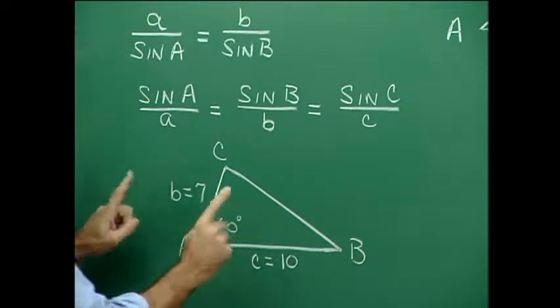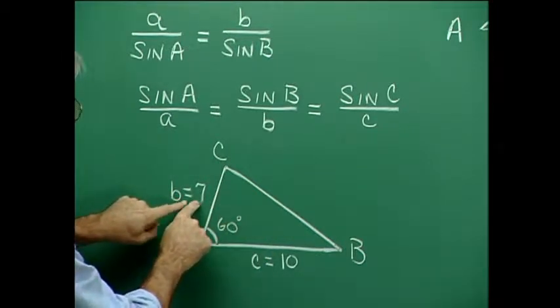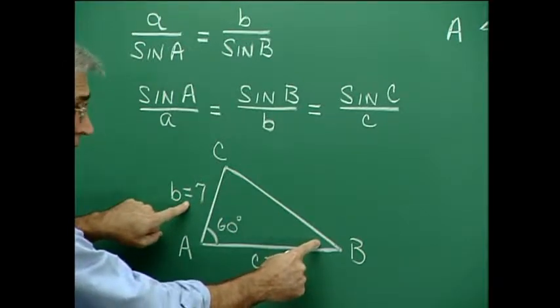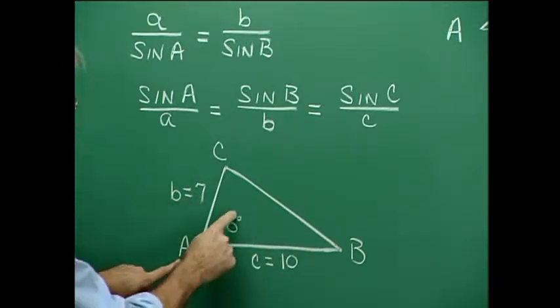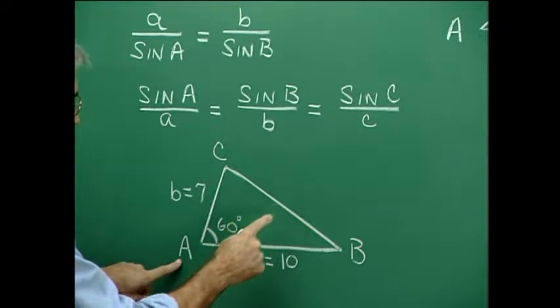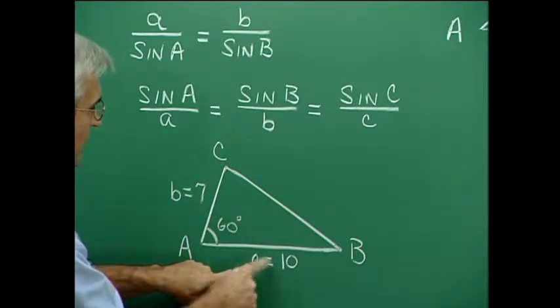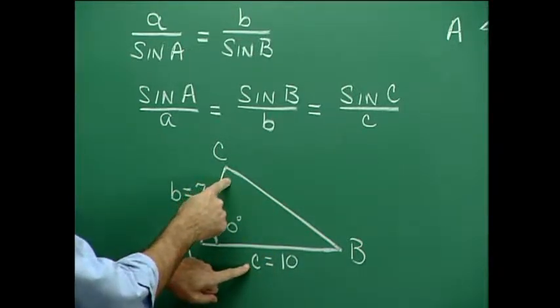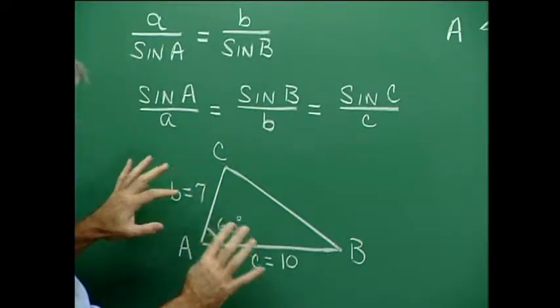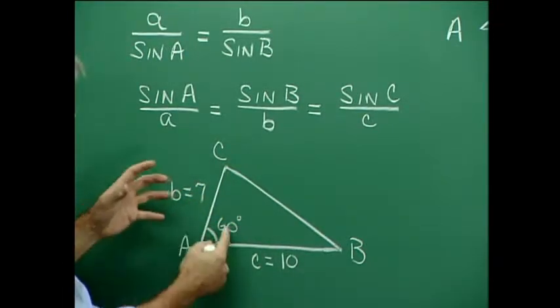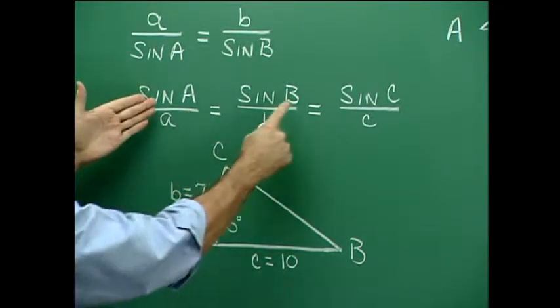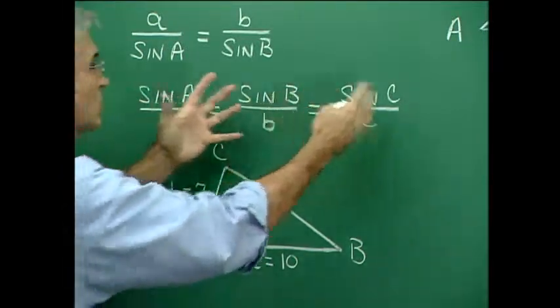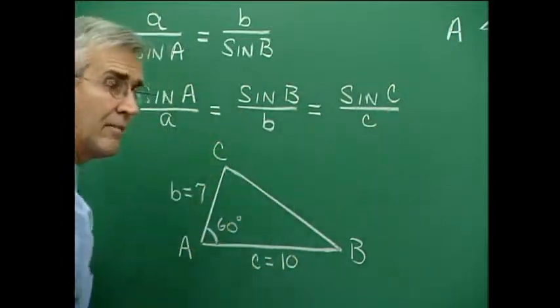What we have is information about side B, but no information about angle B. We have angle A, but nothing about side A. We have side C, but nothing about angle C. What this means is that we have some information about every one of these fractions, but we can't use all three of them at the same time.